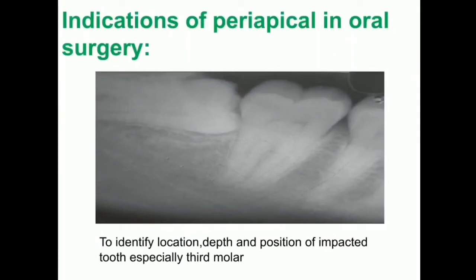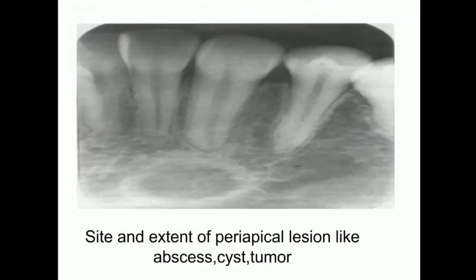Indication of the periapical radiograph in oral surgery: to identify location, depth, and position of impacted tooth, especially third molar. This is the mandibular impacted third molar. We can know this tooth is impacted horizontally by this periapical radiograph.